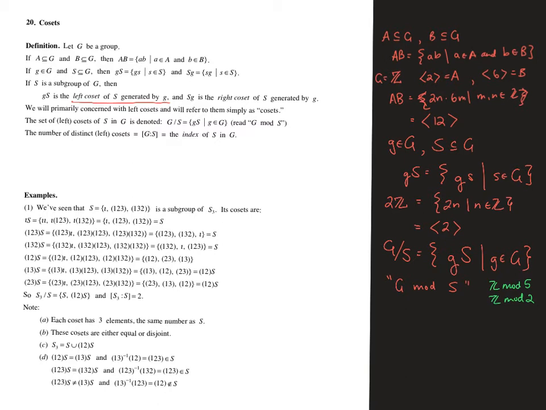We also might want to ask the question, how many left cosets are there? And we have notation for that. Our notation uses the colon and brackets again. So G colon S is going to be the number of left cosets of S in G. So it's a size. Number of left cosets of S in G.